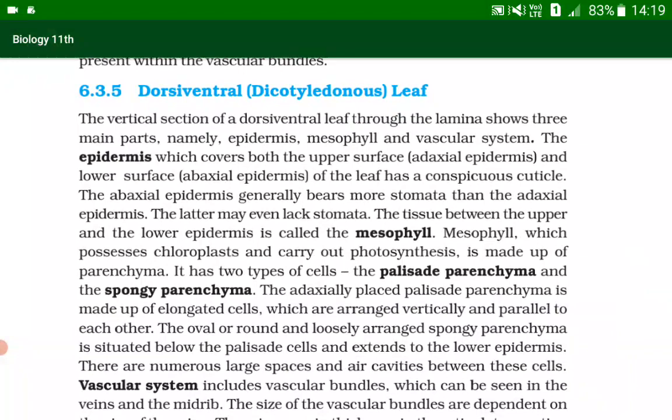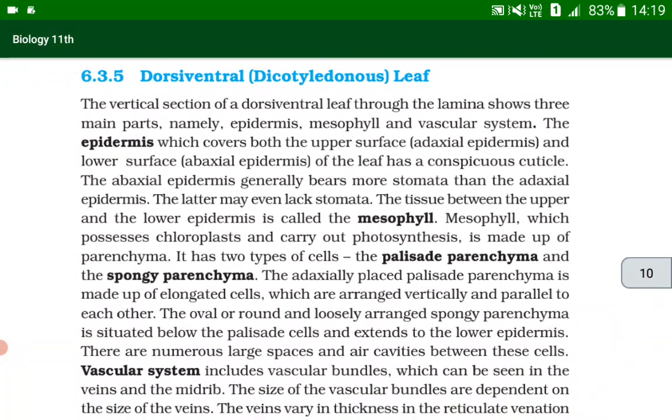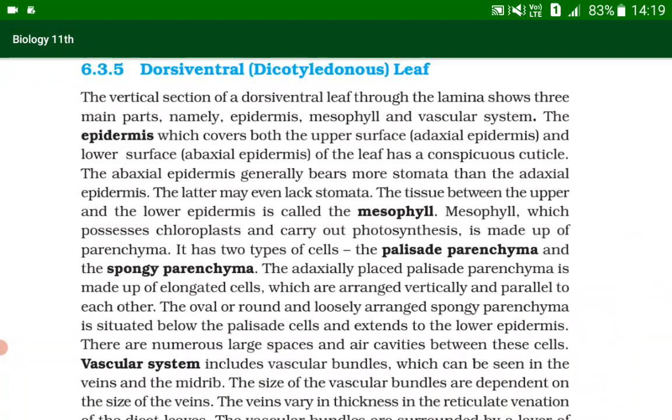The vertical section of a dorsiventral leaf through the lamina shows three main parts, namely epidermis, mesophyll and vascular system. The epidermis, which covers both the upper surface (adaxial epidermis) and the lower surface (abaxial epidermis) of the leaf, has a conspicuous cuticle. The abaxial epidermis generally bears more stomata than the adaxial epidermis. The latter may even lack stomata.